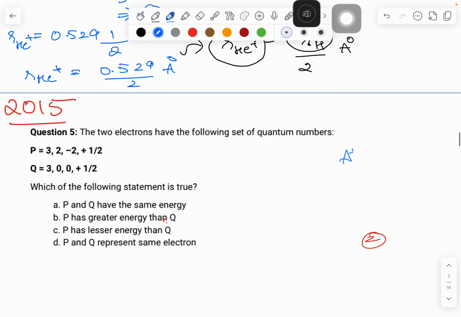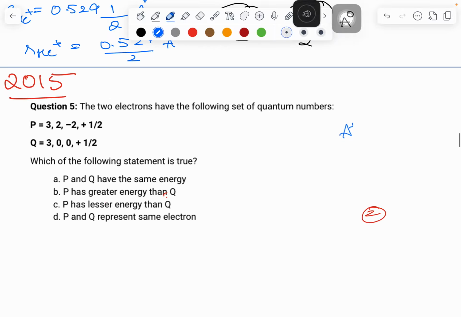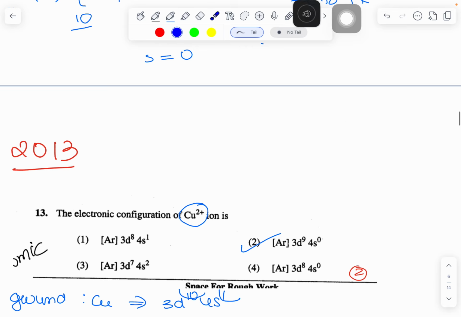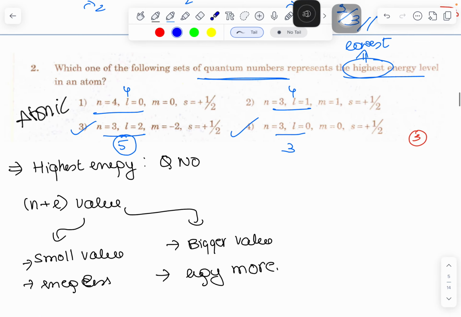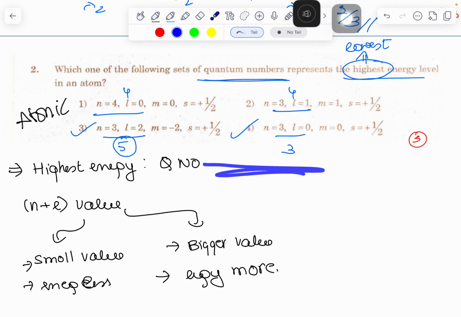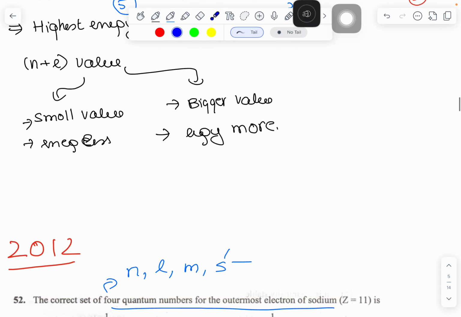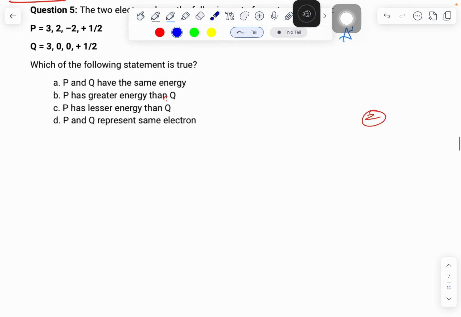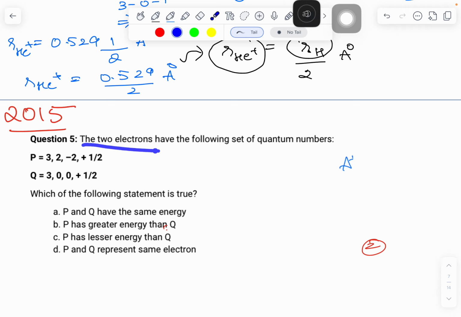Last PYQs we will see, that is the 2015 paper. The next 2016-17 papers till 2025 will be in the part 2 section. So let's see the question. The two electrons, this is quite similar to the previous one which we have done. This 2011 paper and the 2015 paper are quite similar. The two electrons have the following set of quantum numbers. Which statement is true? They are talking about the energies.